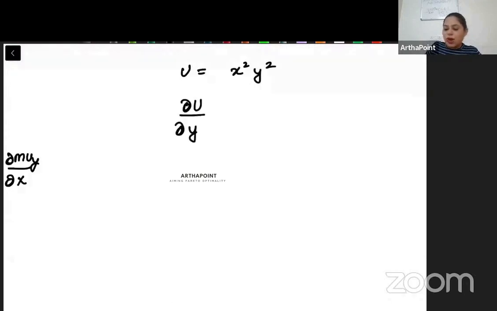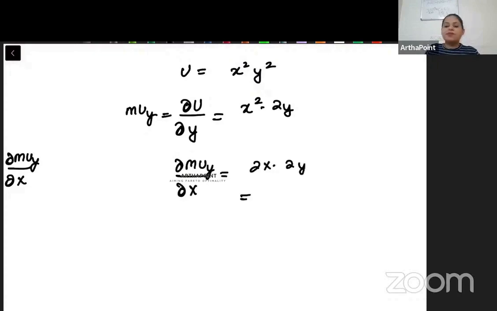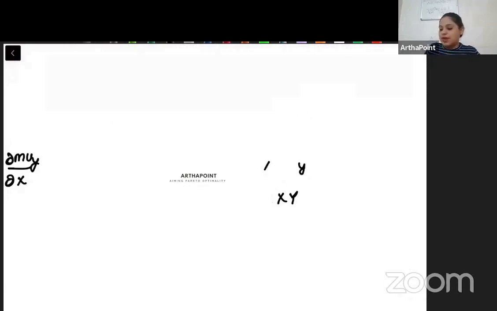If your utility function, let's say, is x square y square, if I differentiate my utility function with respect to y, I will get x square 2y. This will be the marginal utility of y. At any point, can't I just differentiate marginal utility of y with respect to x? I will get 2x into 2y, which is 4xy. That's not 0. Marginal utility of y can be a function of x and y both, right? So that's not incorrect. I can differentiate it with respect to x. Okay, so coming back here.